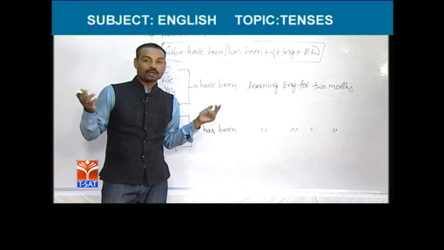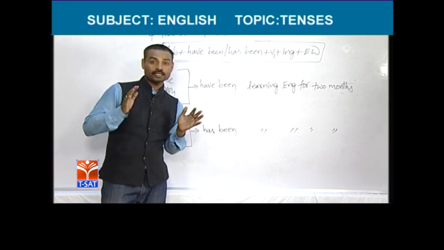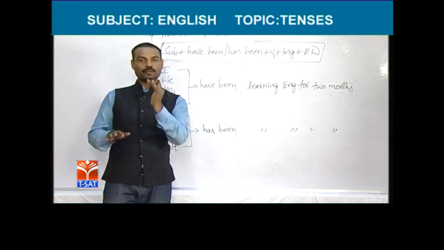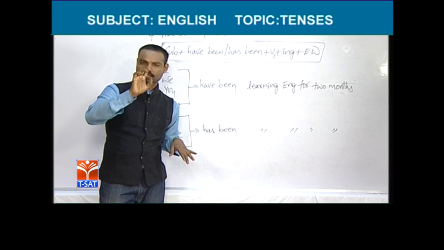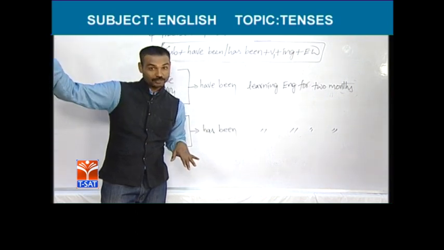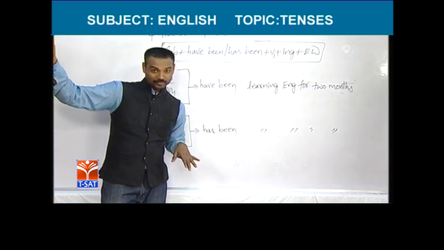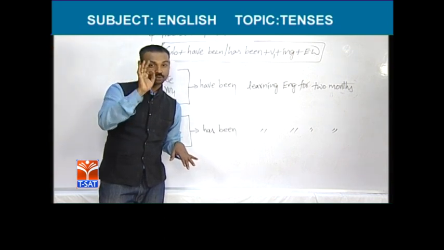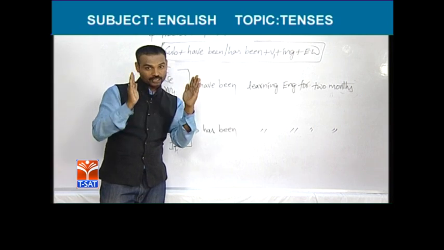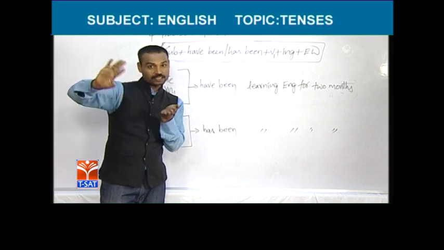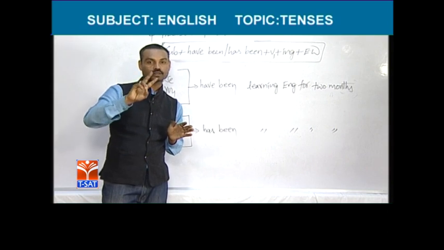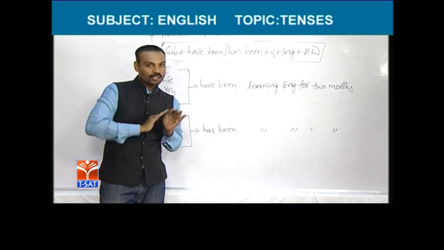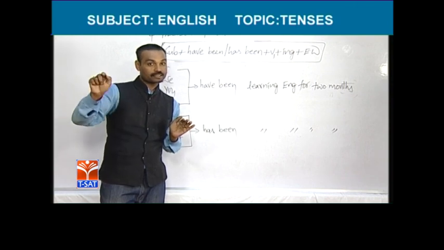I have been reading this newspaper since 6 o'clock. Now I am going to tell you one more example. One Sunday evening at 4 o'clock at LB Stadium, you started playing tennis with Sania Mirza. You decided to play till 6 o'clock, so for about 2 hours you are going to play tennis with her. You started at 4 o'clock and you are going to end at 6 o'clock.